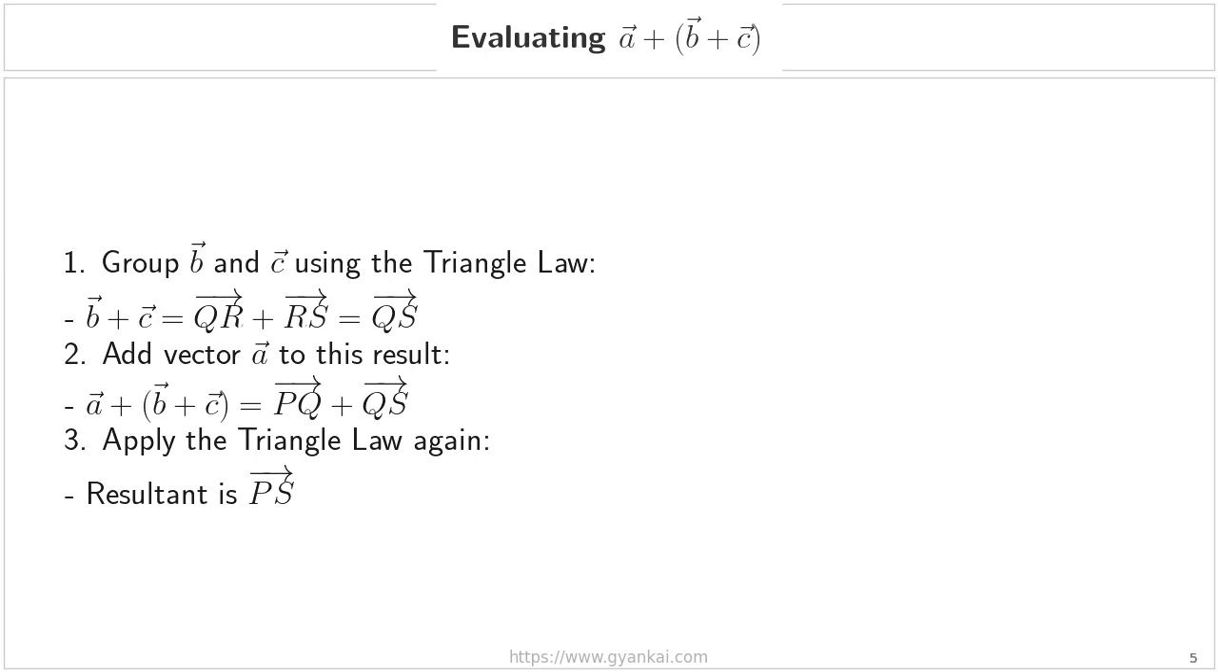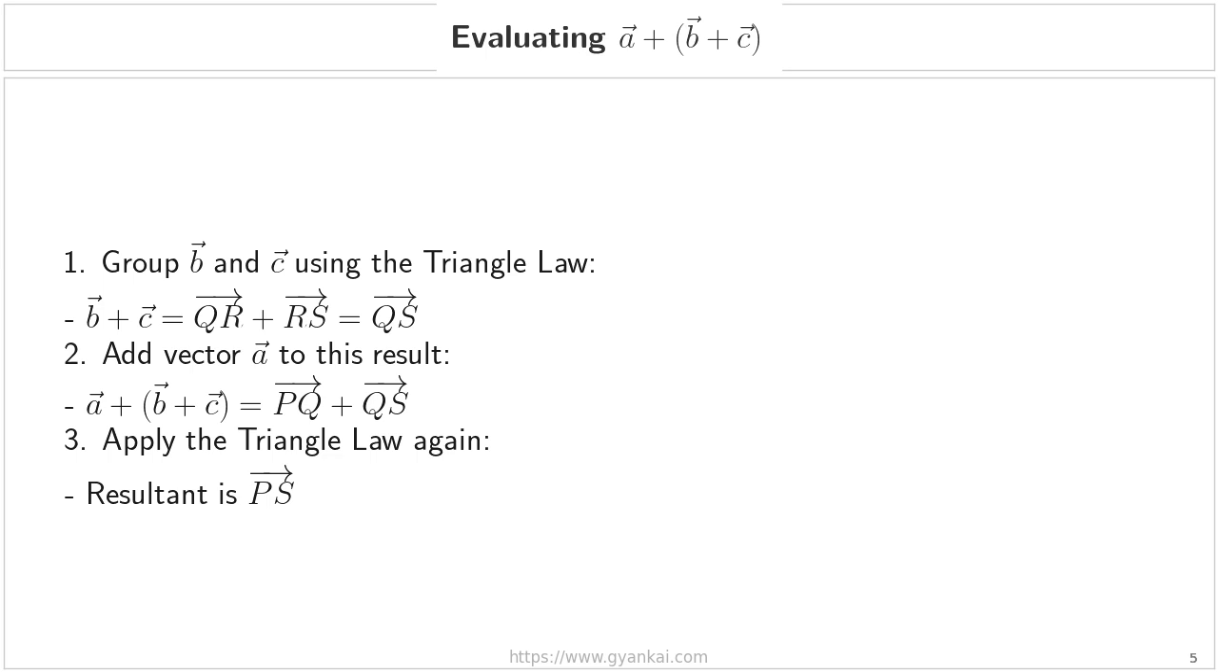Since we are moving from P to Q and then immediately from Q to S, the combined path leads us directly from the starting point to the final destination. Therefore, the final resultant is the vector from P to S.